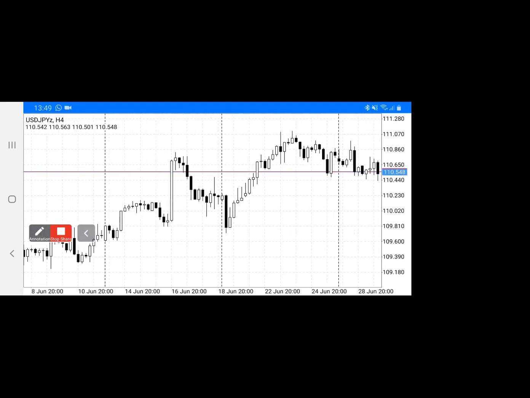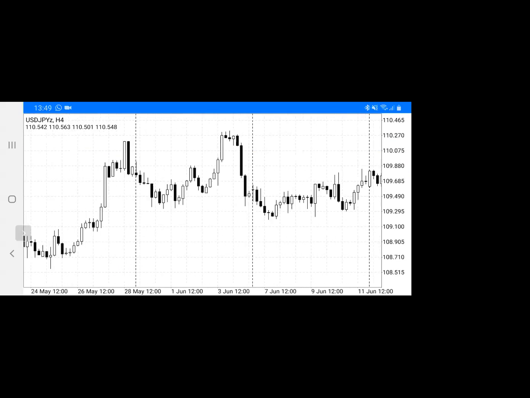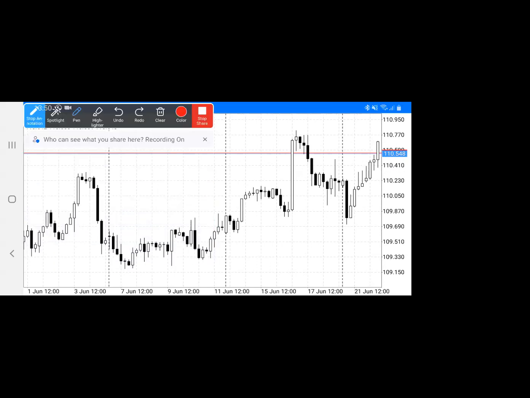Let's see if we can find some more examples. There. That one there. I don't see a candle. The 11th of June. You got the 11th of June. Can you see that one there? It doesn't have a wick.